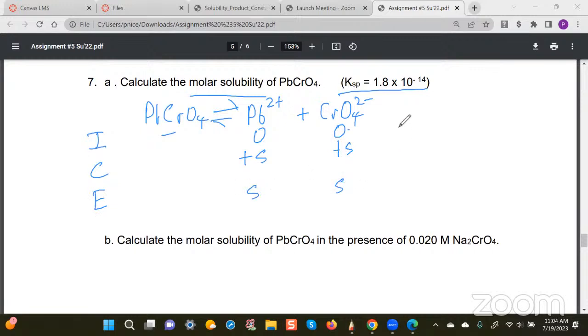Okay, what next? Then you would write the equation for KSP, which is equal to what? It's going to be the concentration of Pb2 plus times the concentration of chromate. Okay, and then what? Substitute in S. So that would be S times S, right? S squared, and then what?